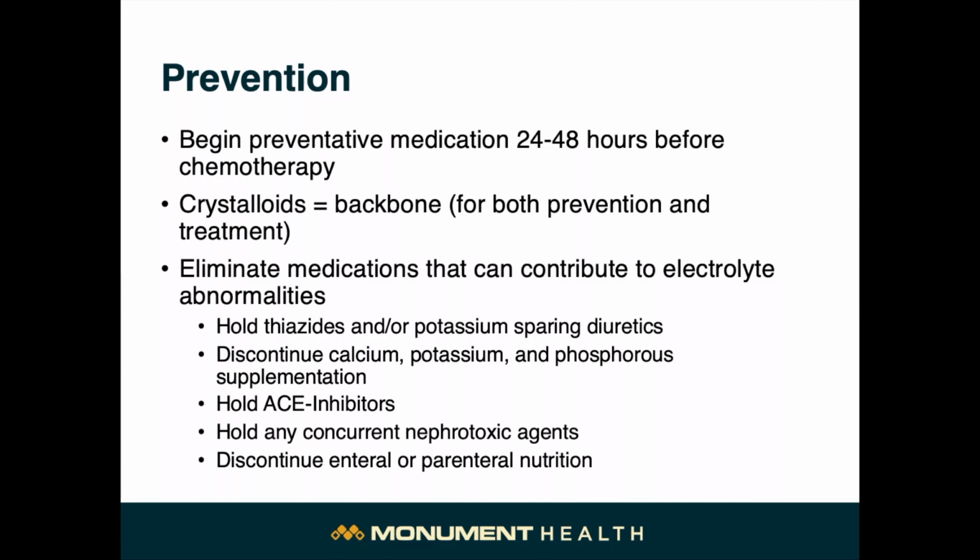It's also important, too, to take a look at the patient's medication list and try to eliminate any medications that could possibly contribute to electrolyte abnormalities. It is recommended to hold thiazides and/or potassium-sparing diuretics, discontinue any supplementation with calcium, potassium, and phosphorus, as well as holding ACE inhibitors and any concurrent nephrotoxic agents, and finally discontinuing enteral or parenteral nutrition.